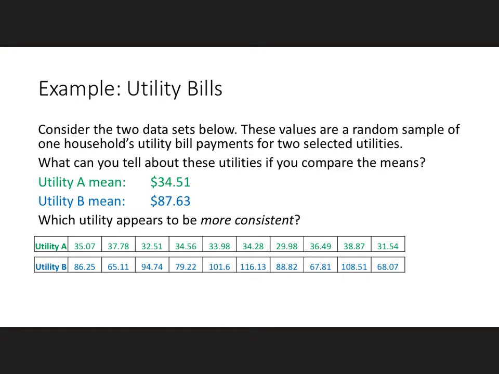Which utility appears to be more consistent? If you're looking at more consistent, we're looking at the values staying closer together. It looks like utility A is all in that $30 range, while utility B goes anywhere from as low as $65.11 up to, I see one for $116.13. So it looks like utility B has a lot more variance, but utility A is more consistent.